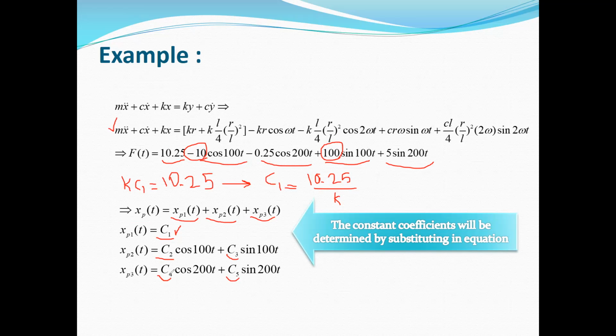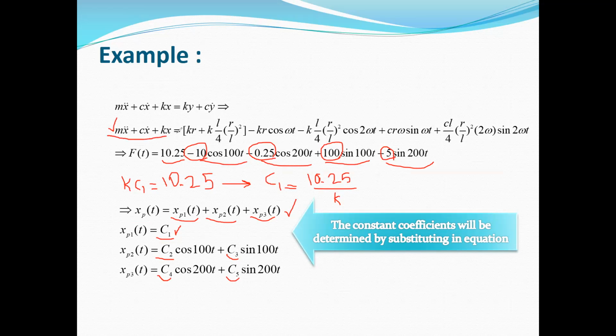For xp3, or the third particular response, we can do the same procedure and we can find C4 and C5 by substituting into the main equation and solving two algebraic equations, this time for the coefficients of cosine 200t and sine 200t. Okay, and then you can obtain C3, C4 and C5. This is the particular response, and the homogeneous response is clear.